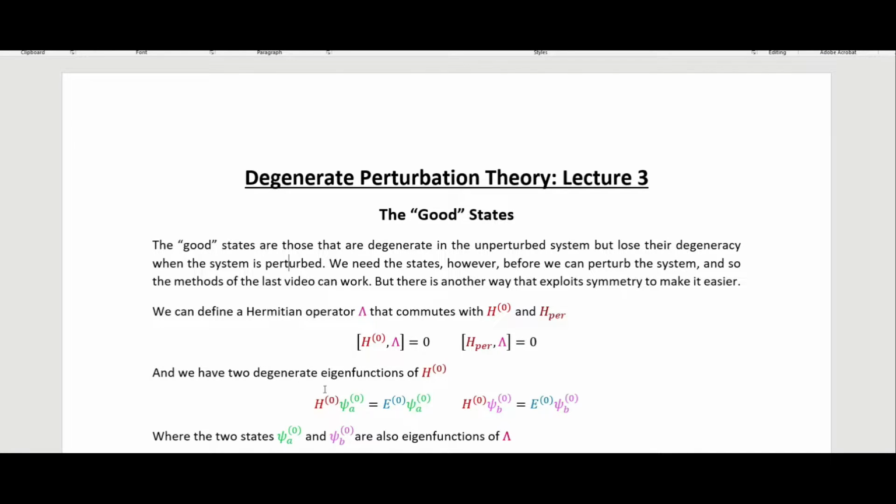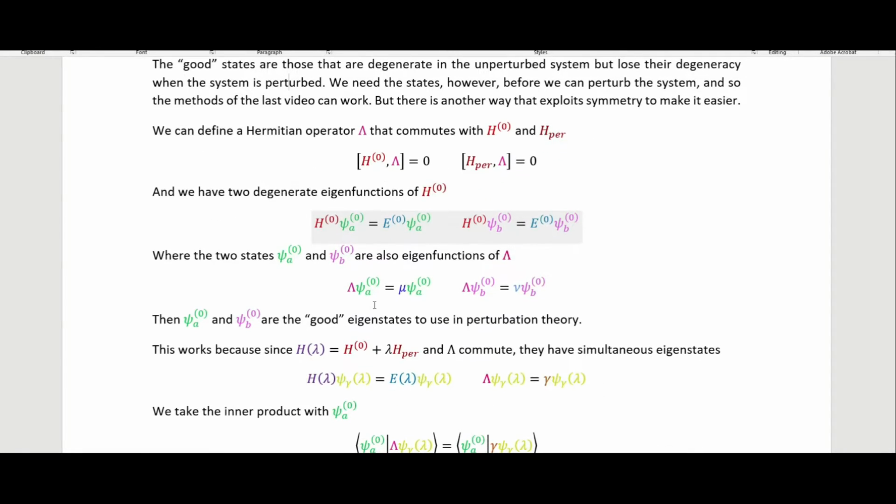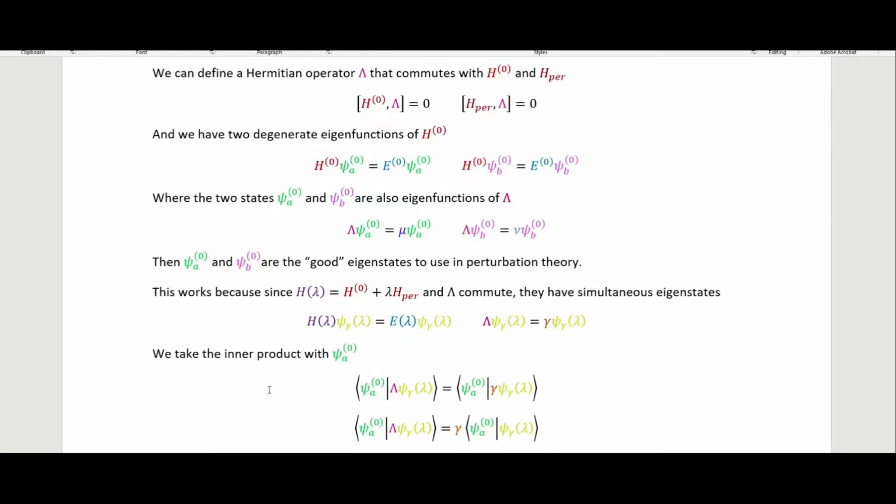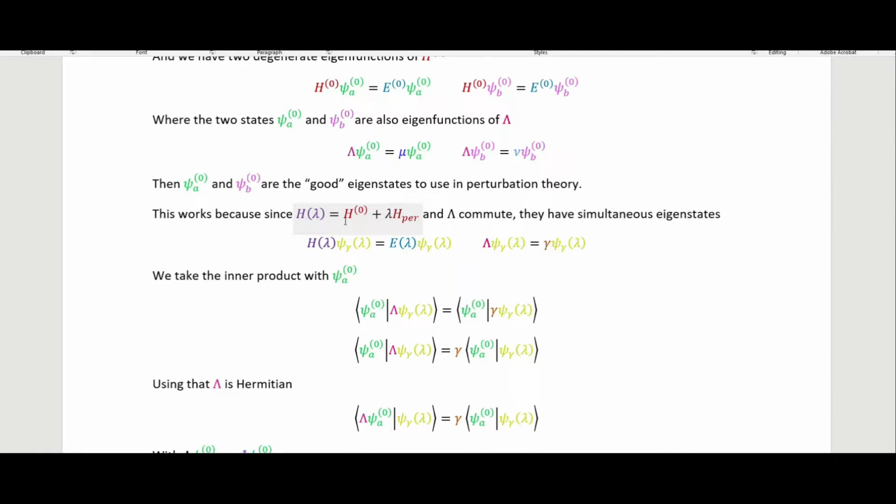And so we have two degenerate eigenfunctions of our ideal Hamiltonian here, which is this green psi sub A and this pink psi sub B, where these two states are also eigenfunctions of our uppercase lambda. Then these two states are the good eigenstates, which we can use in our non-degenerate perturbation theory. This works since our real Hamiltonian, which is the ideal plus our perturbed Hamiltonian here, and this uppercase lambda commute, they therefore have simultaneous eigenstates.